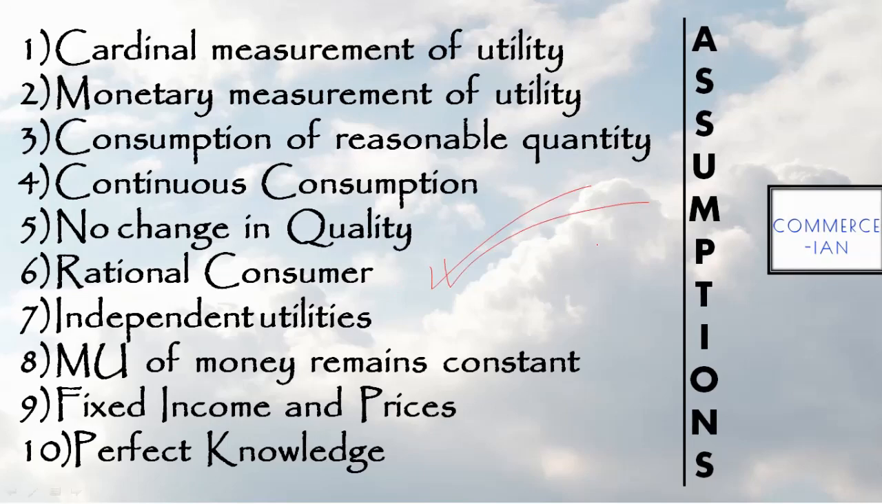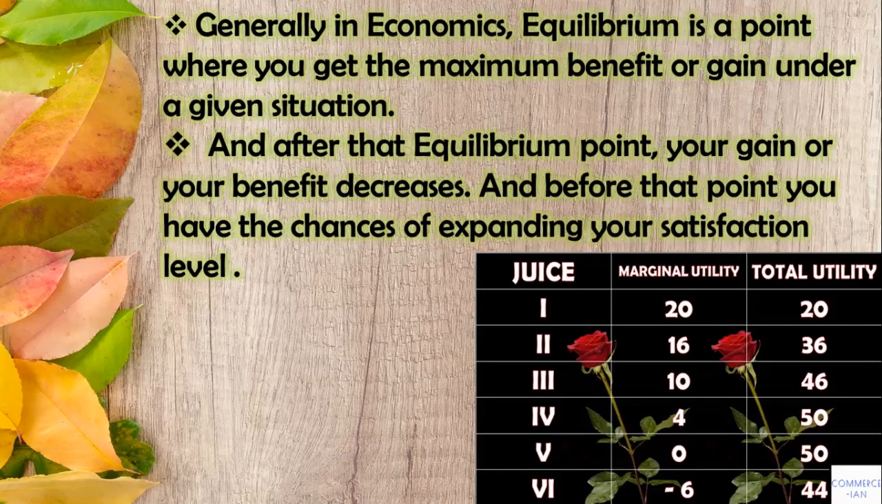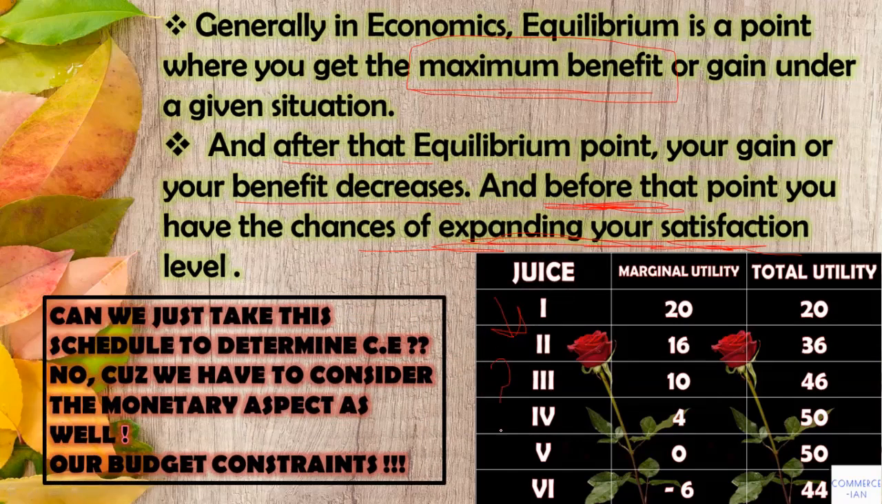And now let's see what a consumer's equilibrium is. Generally, in economics, equilibrium is a point where you get the maximum benefit or gain under a given situation. And after that equilibrium point, your gain or your benefit decreases. And before that point, you have the chances of expanding your satisfaction level, like in the schedule. But guys, can we just take the schedule as the basis of determining the equilibrium point? No, because I told you in my previous video that utils cannot be taken as a standard unit for measurement as it will vary from individual to individual, and I was telling you how money will help us in this. Yes, we need to consider the monetary values as well.